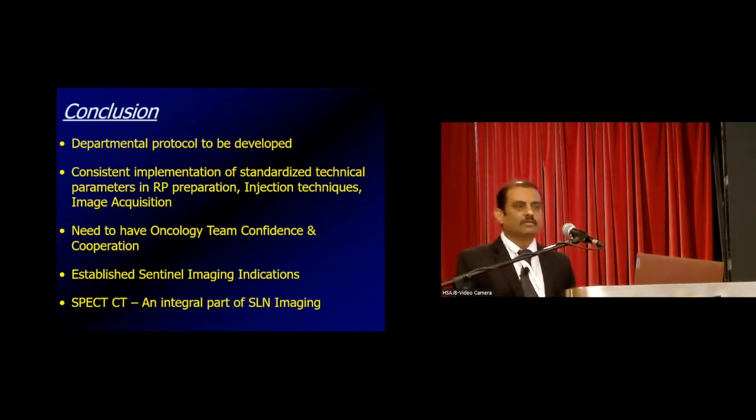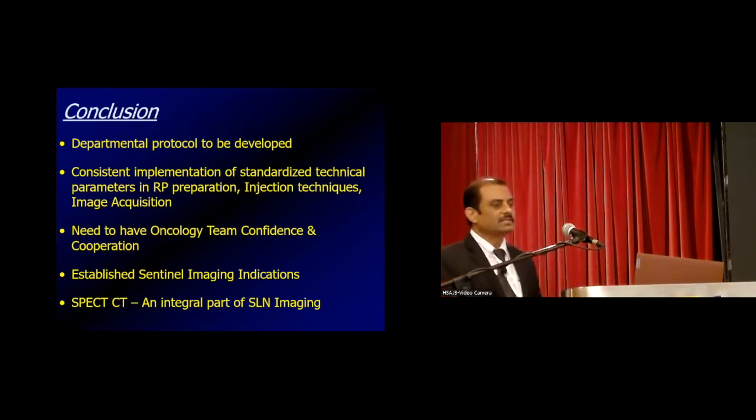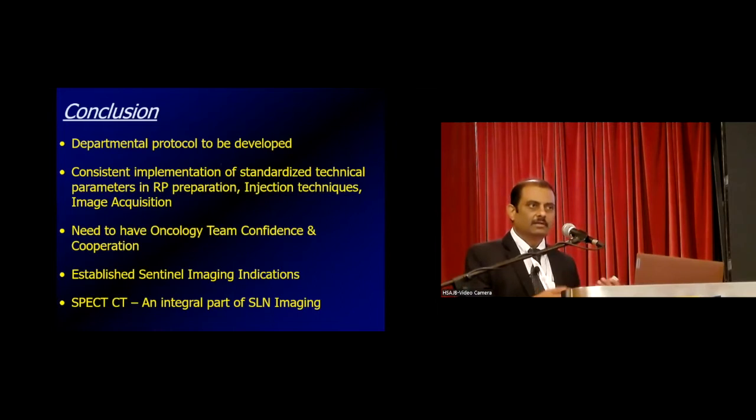Obviously, we need to have a very close interaction with the oncology team. We should highlight to them which are the right indications, and we need to establish the imaging indications. For example, in India, we have more of carcinoma breast and head and neck cancers. On the other hand, in Western countries, I have seen more of skin malignancies and breast malignancies. So, which are the common indications we have to discuss with our oncology team, and we need to develop all these things.